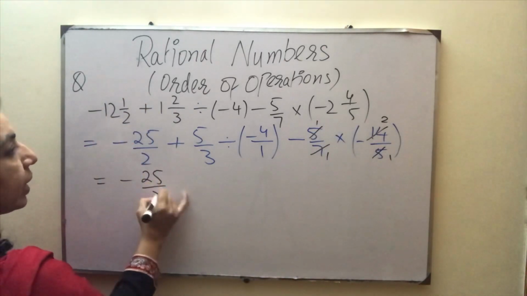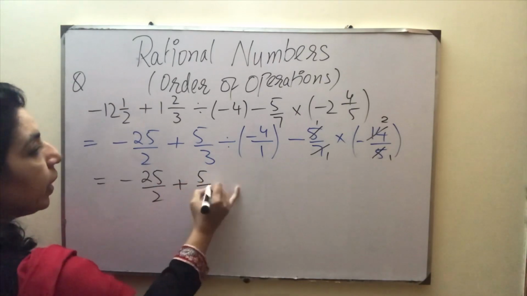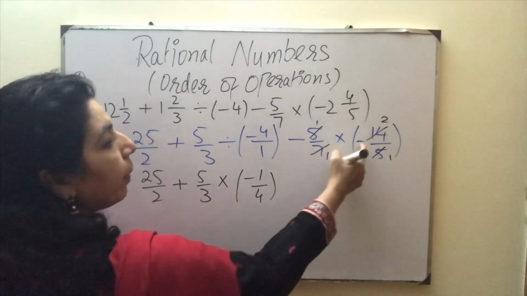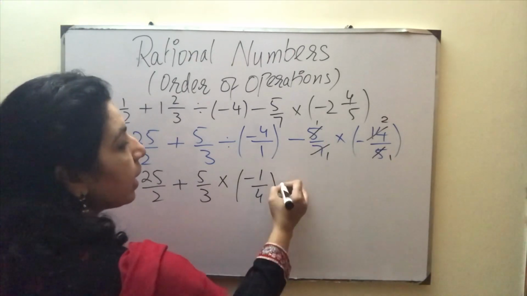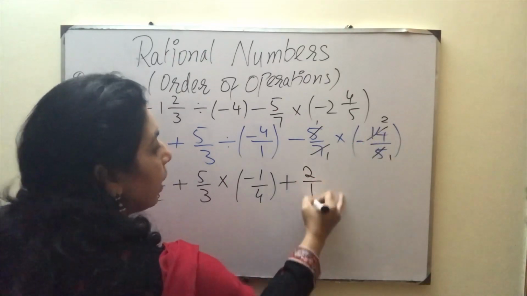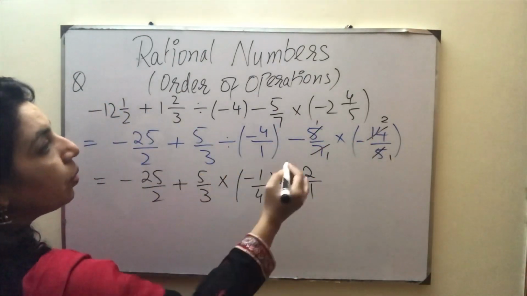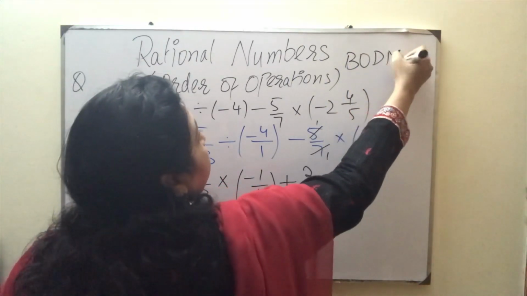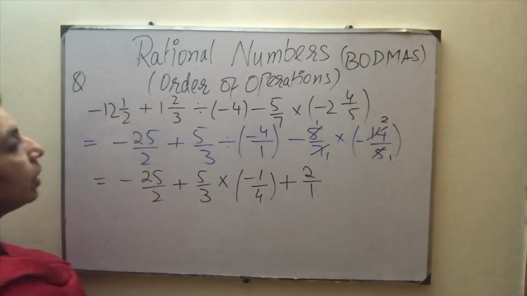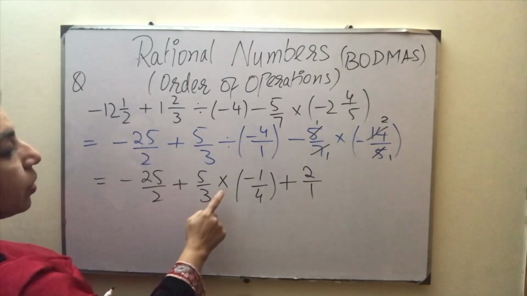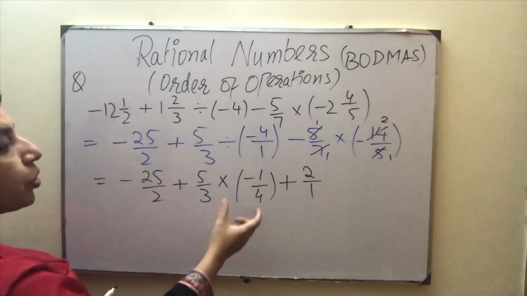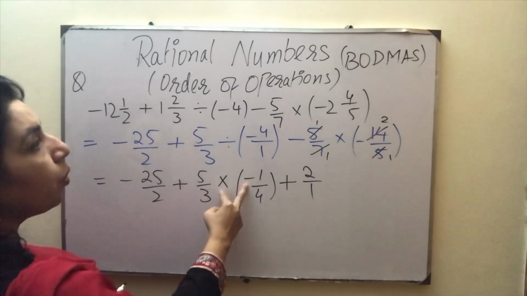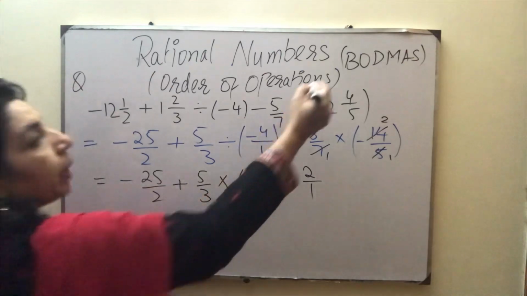Minus 25 over 2 as it is, plus 5 over 3 as it is, multiply minus 1 over 4, minus sign with minus sign is plus, 2 multiply 1 is 2 over 1. The question is bigger, but when we do the proper operations stepwise, it will be easy within a few steps. Okay, now there is only one multiplication left. Brackets are almost open. I haven't removed this bracket because of this negative sign, because I don't want two operations at the same time. So brackets are open.